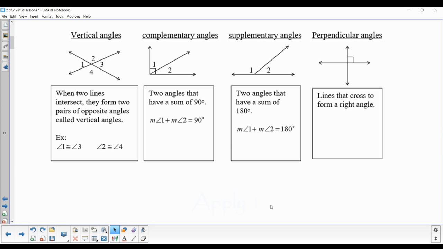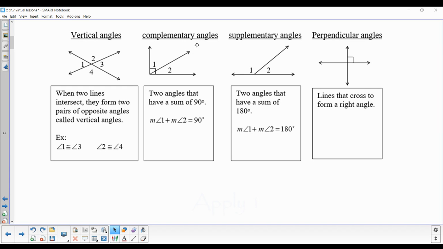In this video, we are going to review angle relationships and then write an equation based on information to solve for a missing angle. The vocabulary that you have to know starts with vertical angles. When two lines intersect, you get angles that are opposite each other called vertical angles. They're important because if they are vertical, they are equal to each other.